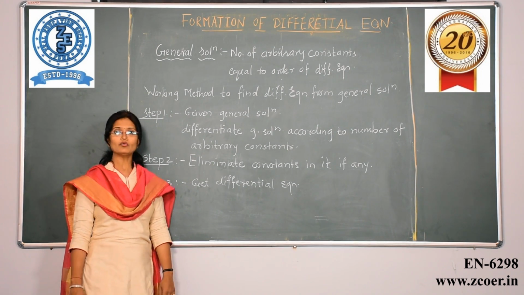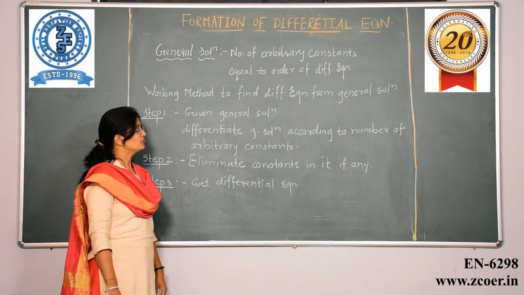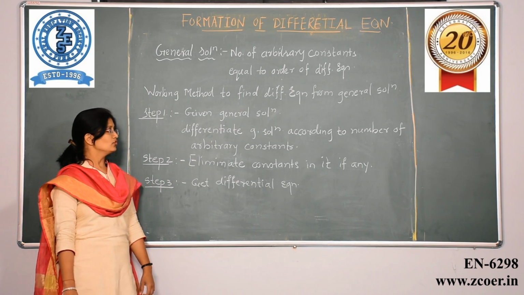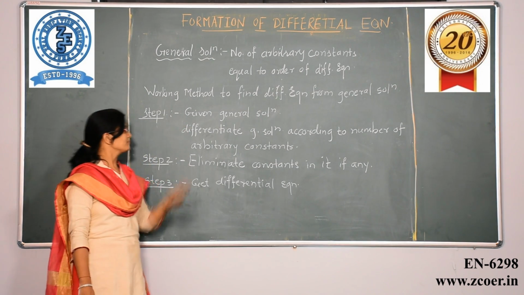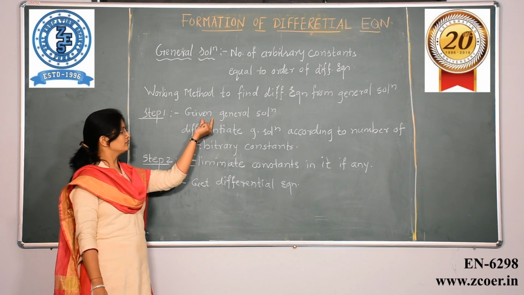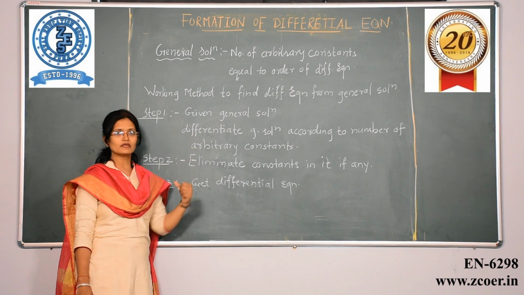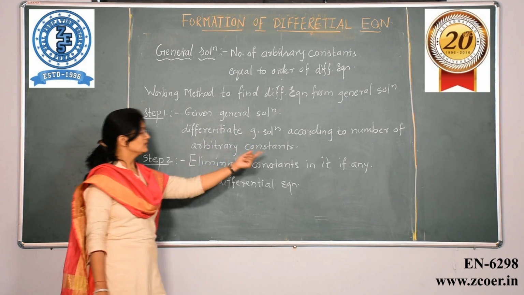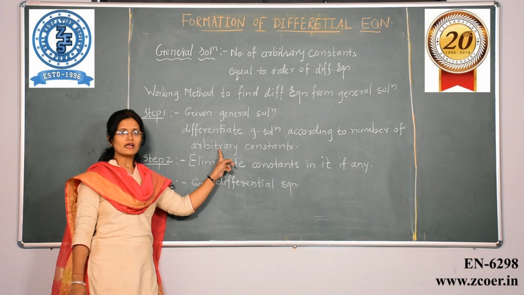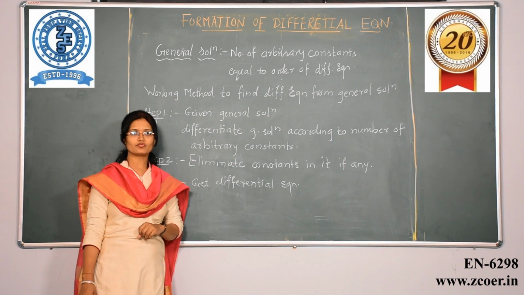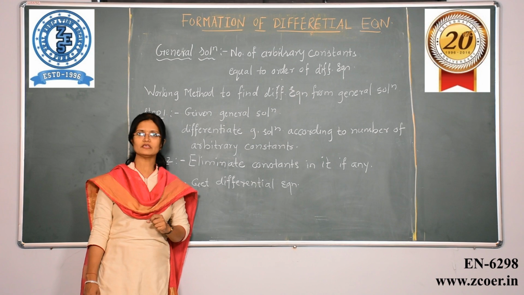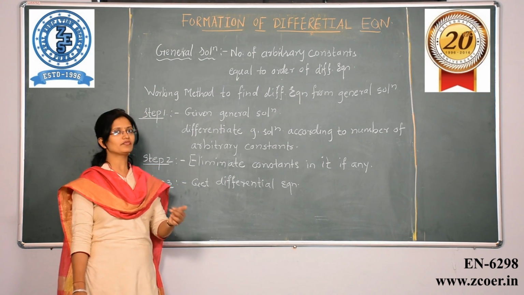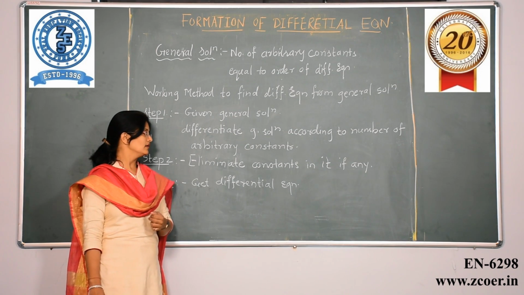Now we will see how to form the differential equation from the given general solution. What is its working method? The method is very simple here. The first step is, you are given some general solution which has arbitrary constants in it. So depending upon the number of arbitrary constants in it, you have to differentiate that general solution. If it contains one arbitrary constant, you have to differentiate it once. If it contains two arbitrary constants, you have to differentiate that general solution twice. Okay?